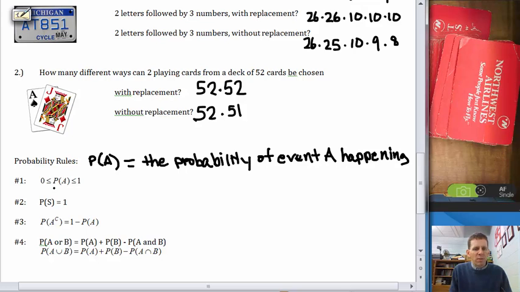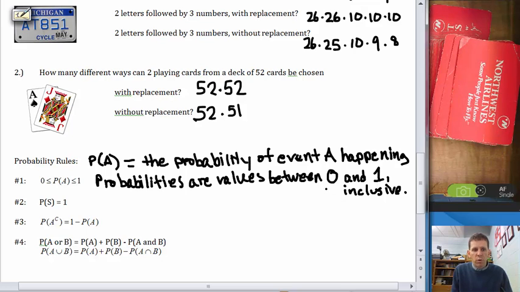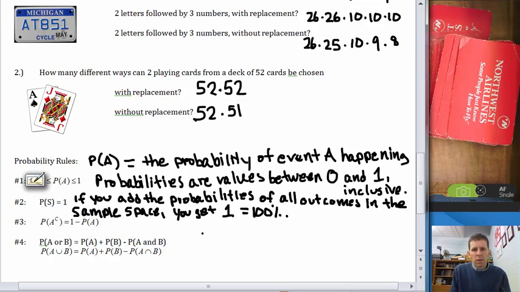Probability rule number 1 says the probability of an event happening has to be between 0 and 1. And it does include the numbers 0 and 1. The S in this problem stands for sample space. The probability of all the events in the sample space is equal to 1. So probabilities consist of everything that is in the sample space. So the probabilities of all the events in the sample space add up to 1 or 100%.